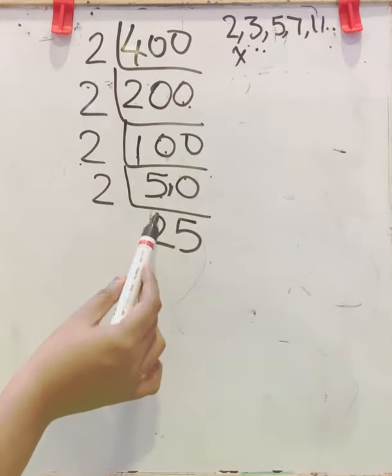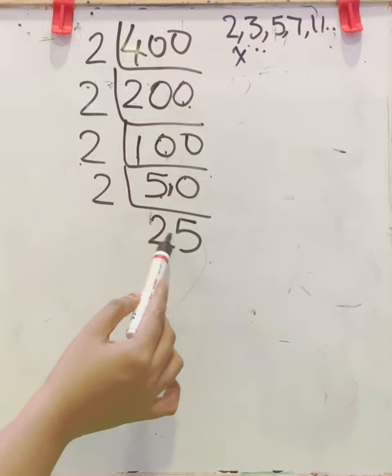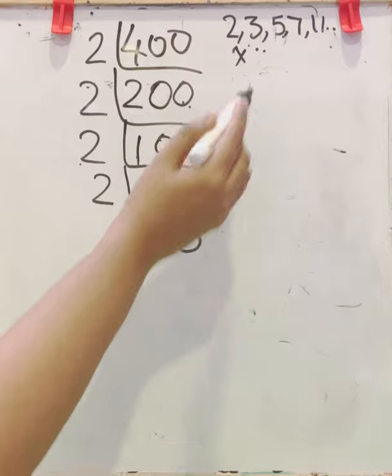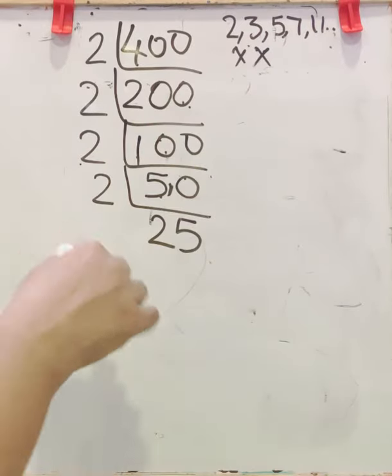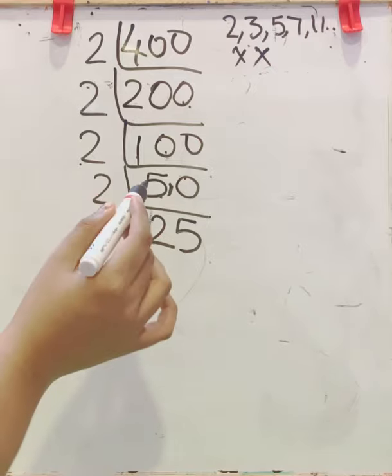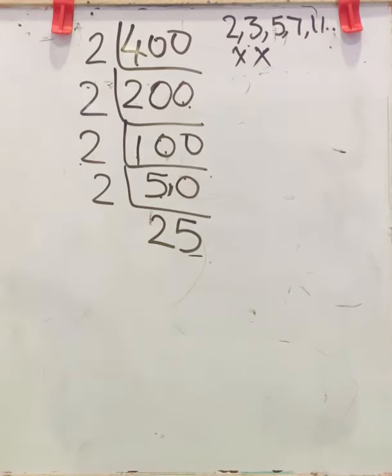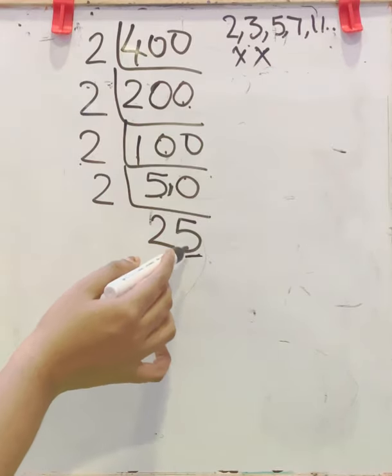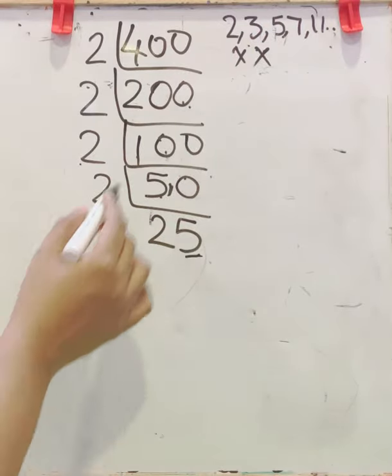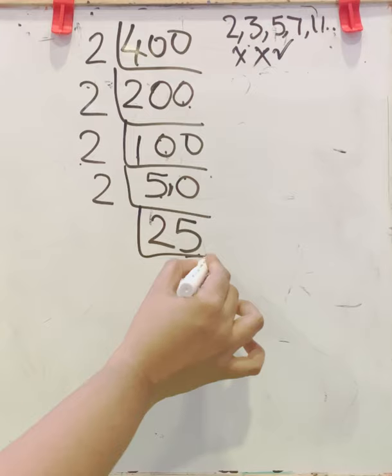To check the divisibility of 3, you have to add the digits: 5 plus 2 is 7. 7 is not a multiple of 3, so this is not a factor. Next number is 5. How will you check the divisibility? For 5's divisibility, you have to check the unit place. If there is 5 or 0, you can say it is divisible by 5. Yes, we have 5, so we can start factorizing with 5.